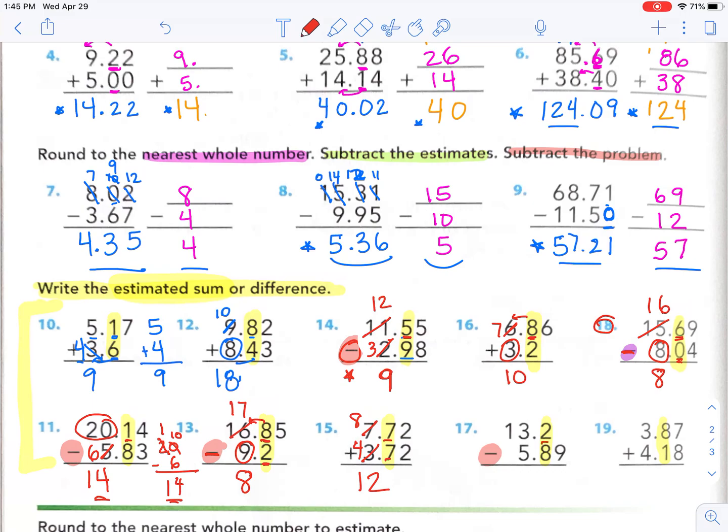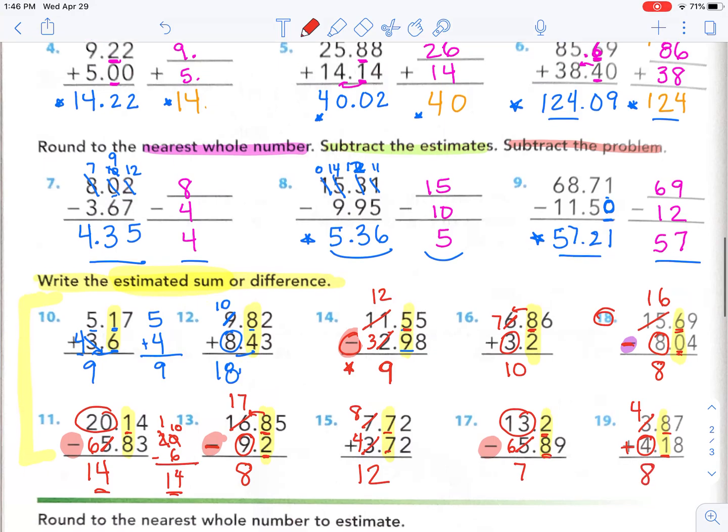Okay, so here we go. 4 and down, round down. So this goes back to 13. 5 and up, round up. That becomes 6. 13 minus 6 is 7. Awesome. Okay, here we go. 5 and up, round up. That becomes 4. 4 and down, round down, back to 4. 4 plus 4 is 8. Awesome.